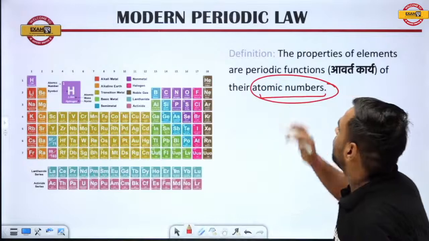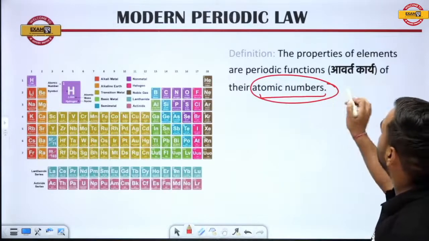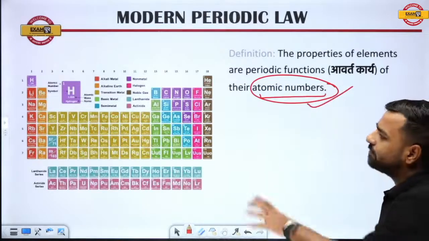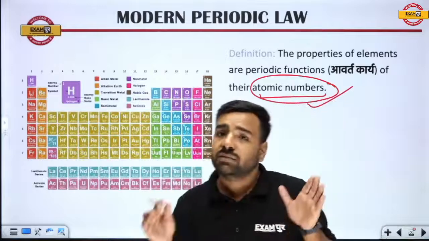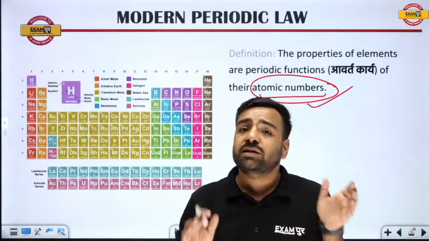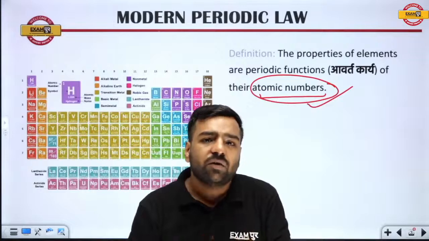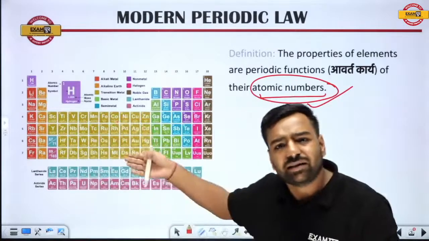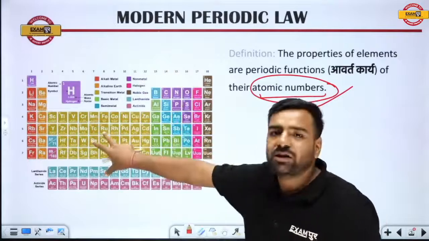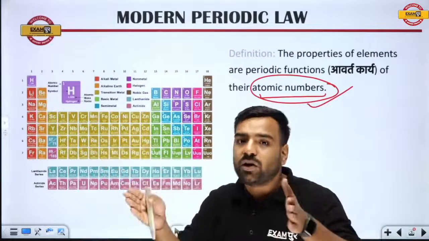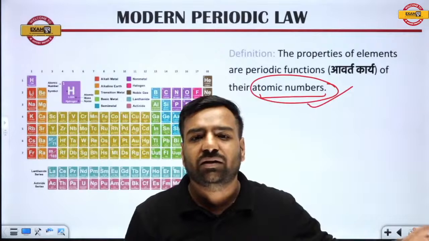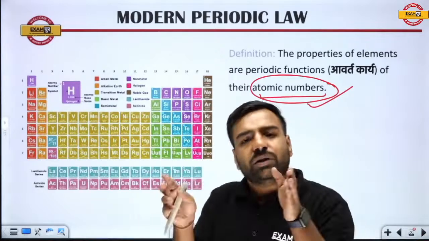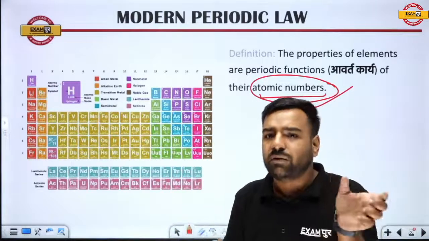Now let's have a look at the definition. The properties of elements are periodic functions of their atomic numbers. That means they are arranged in such a manner, based on atomic numbers, that we can easily have clarity on what are metals, what are non-metals, what are metalloids. Now you must be wondering, sir, by seeing this? Yes, by just this periodic table, we can understand what properties they have. Now how will we understand that? We'll have a look at that one by one.